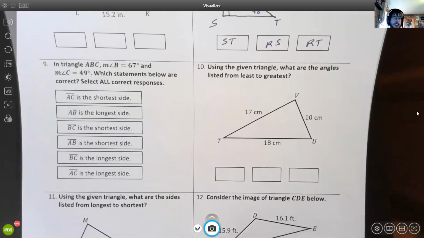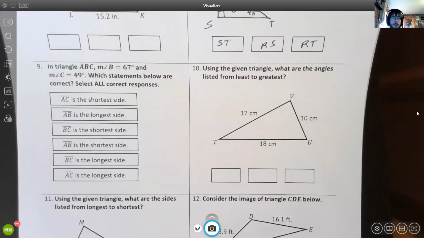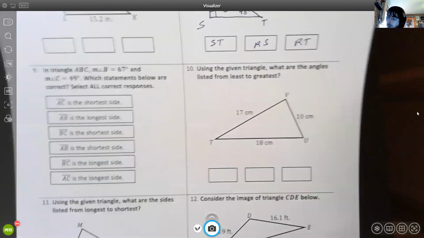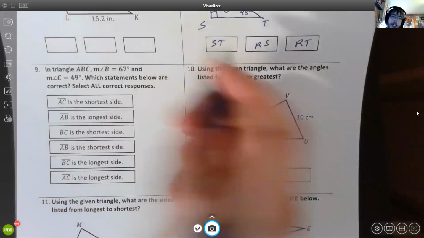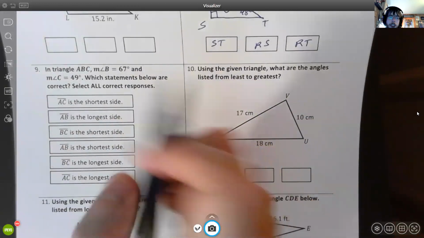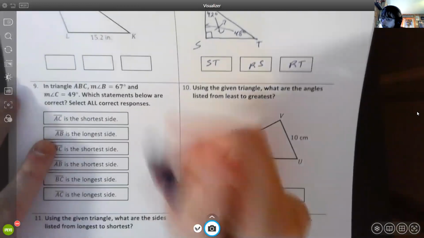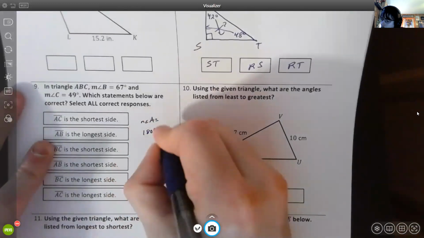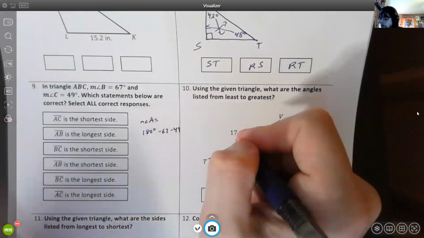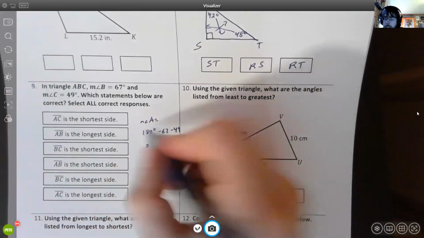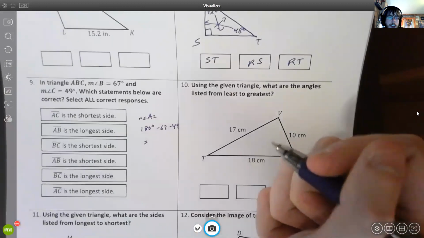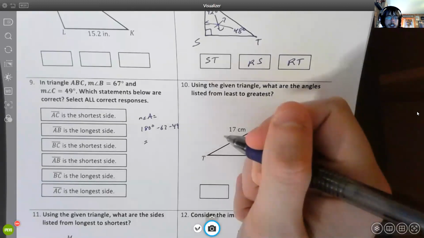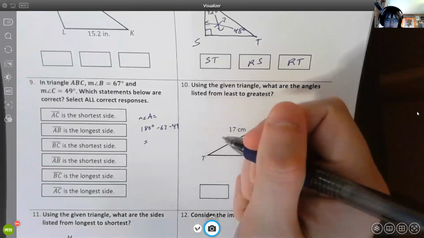So in triangle ABC, the measure of angle B is 67 and the measure of angle C is 49. Which statements below are correct? The only thing that's different here is that you're only given 2 measures of the triangle, so you need to find that third one. So you're missing angle A. So the measure of angle A would have to be equal to 180 minus 67 minus 49. And the reason for that is because the sum of the angles in a triangle is 180 degrees. And when you do that, you should end up with 64 degrees, I believe.